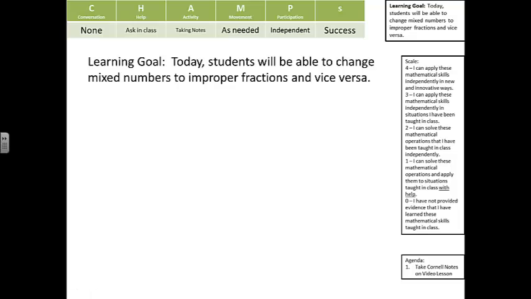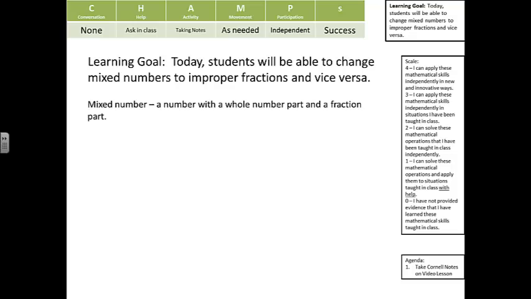Alright, we are ready to begin our next lesson. Today's learning goal is that students will be able to change mixed numbers to improper fractions and vice versa, which means we're going to be able to change improper fractions into mixed numbers. So we're going to be able to go both directions there.